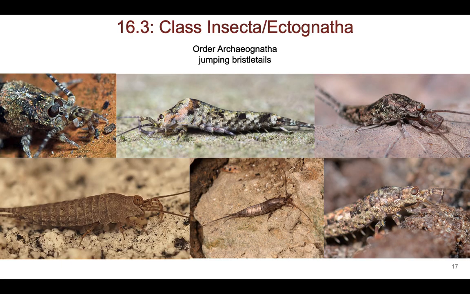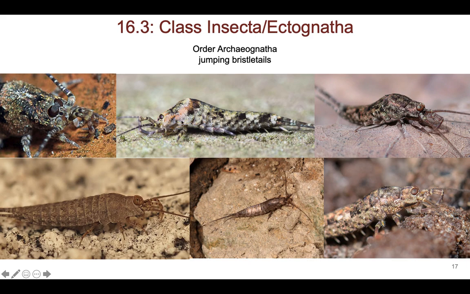Okay, let's start. We're going to go roughly in order from the most primitive, the most ancient, to the most recent in evolutionary time. So we're going to start with the Archaeognatha, which are the jumping bristletails. These are just some pictures of them. I've tried to include a wide diversity. They're very similar looking. Not a lot of morphological diversity here.